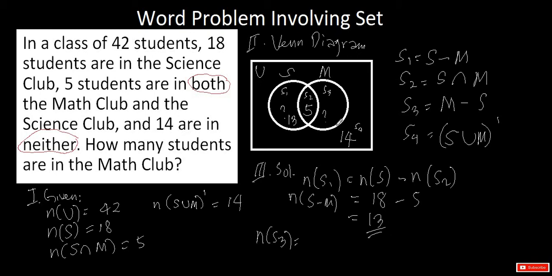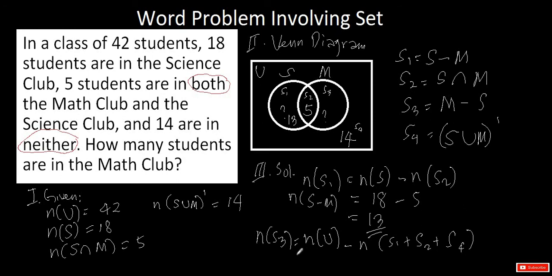Okay, so what do you think will be our equation here to solve for the cardinality of S sub 3? Okay, observe the Venn diagram. We have already populated the three regions, S sub 1, S sub 2, and S sub 4. So we only lack S sub 3. So we can already compute this, since we know already that the cardinality of the universal set is 42. So when we subtract 42 by the sum of the cardinality of these three regions, we can compute for the cardinality of S sub 3, right? So therefore, our formula is the cardinality of the universal set minus the cardinality of S sub 1 plus the cardinality of S sub 2 plus the cardinality of S sub 4.